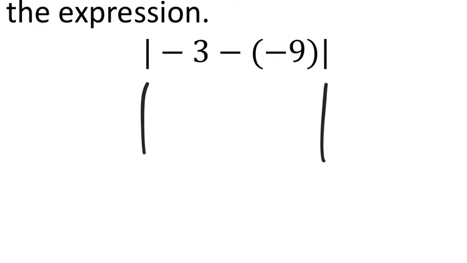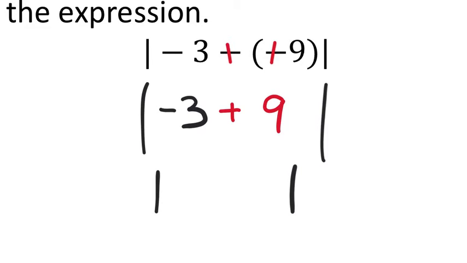-3 minus -9. Now we don't actually subtract with negatives, so I'd use keep change on this to make it -3 plus +9. I think some of you benefit from showing this as -3 plus 9 like this. Although some of you skip this step, and that's fine as long as you do it correct. This would give me the absolute value of -3 plus 9.